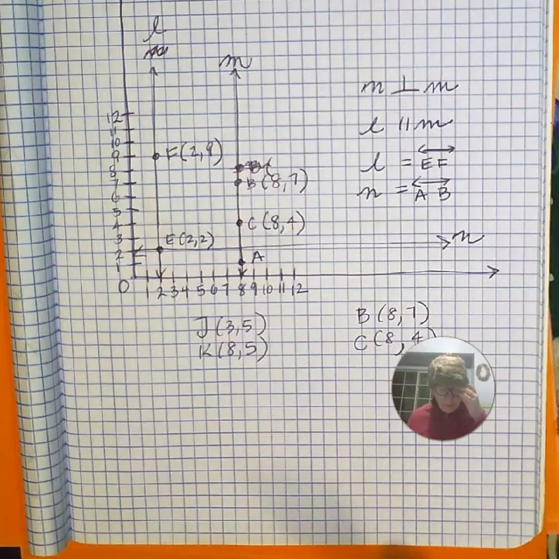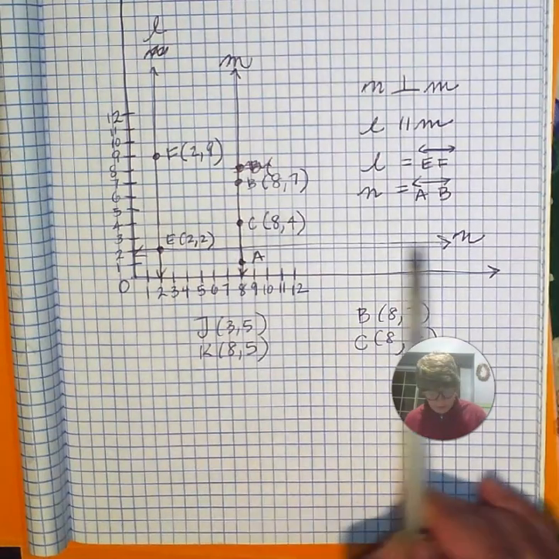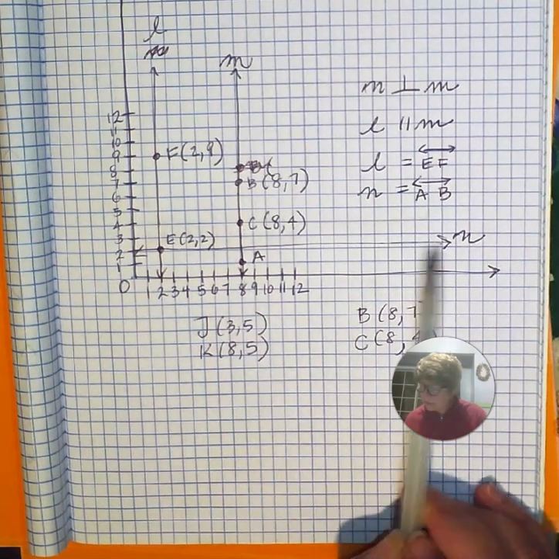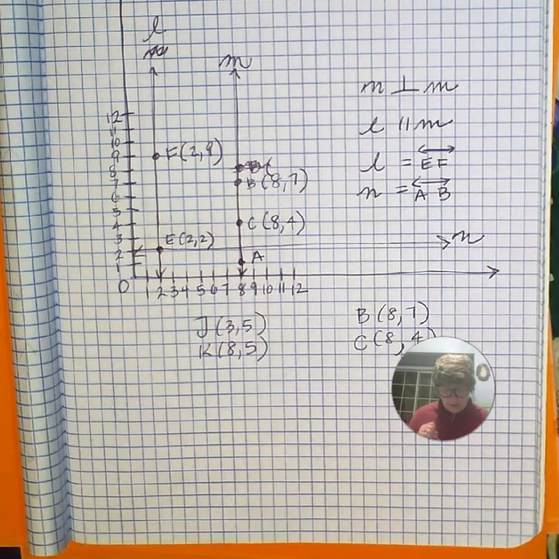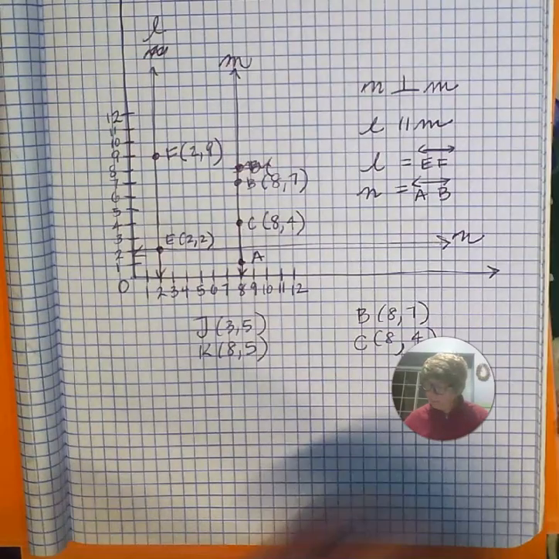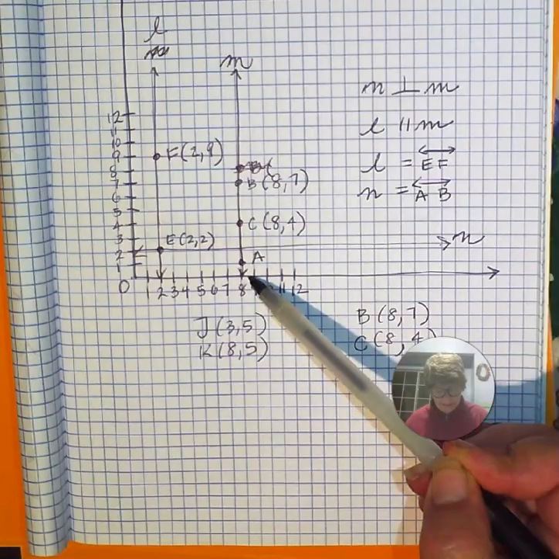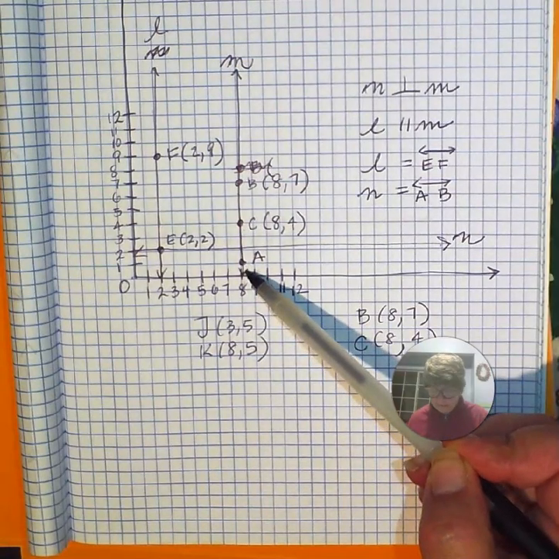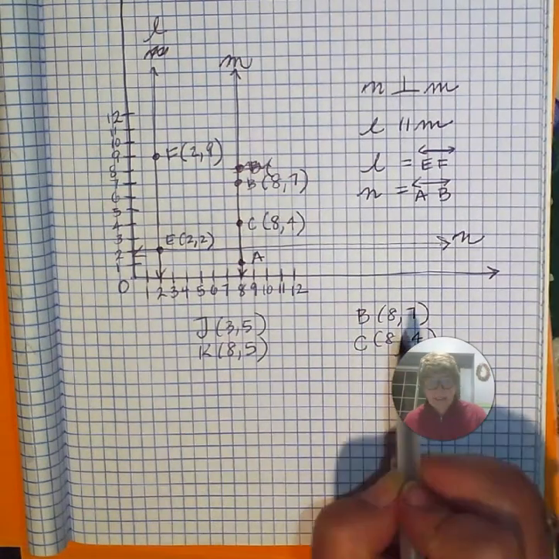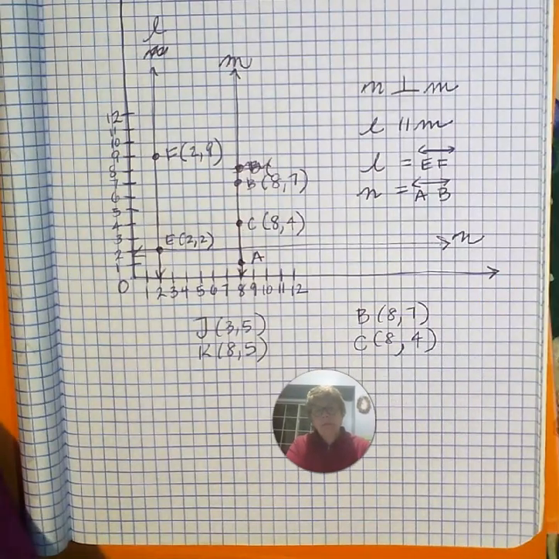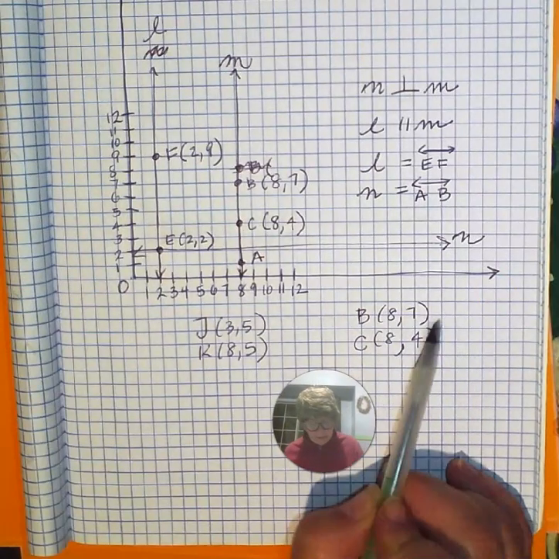All right? What is the y-coordinate on every point of line N? Line N, what is the y-coordinate? 2, right? Every point on that line has the y-coordinate of 2. What is the x-coordinate of every point on line M? The x-coordinate of every point would be 8, right? Okay, very good.